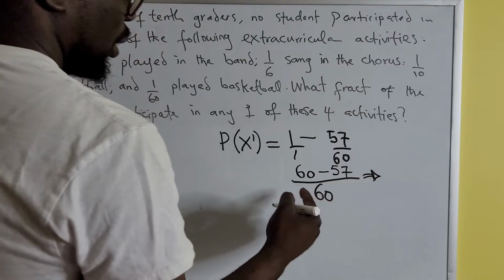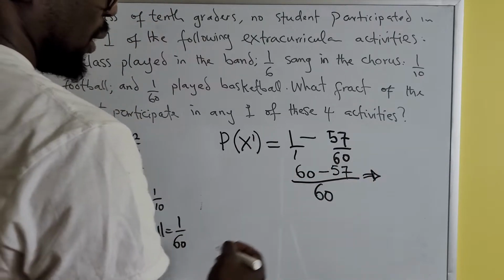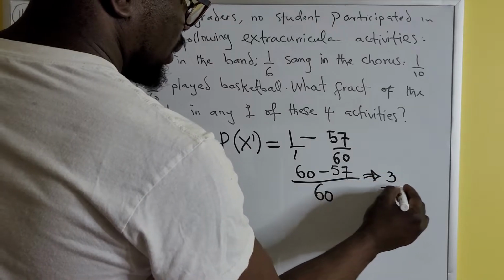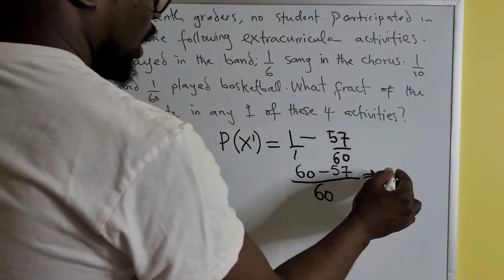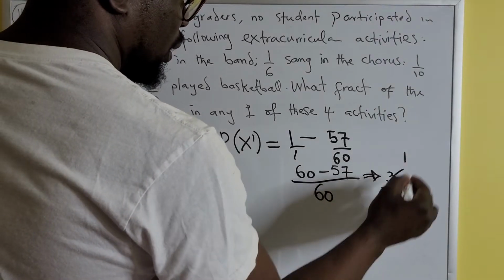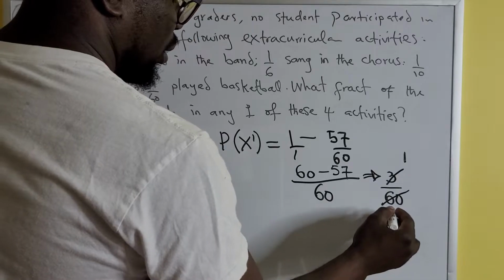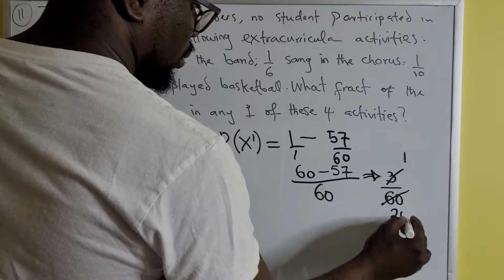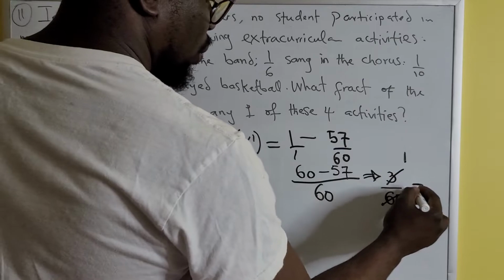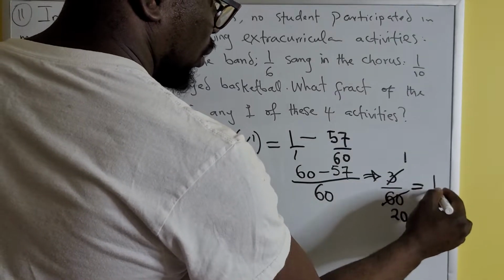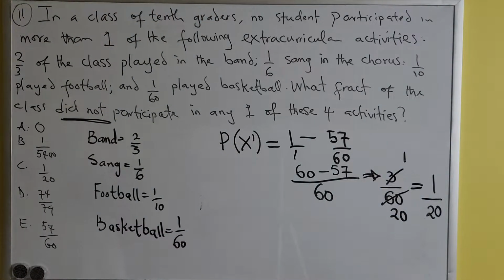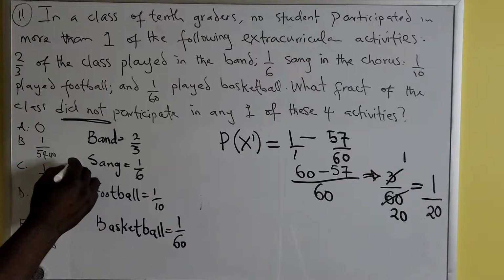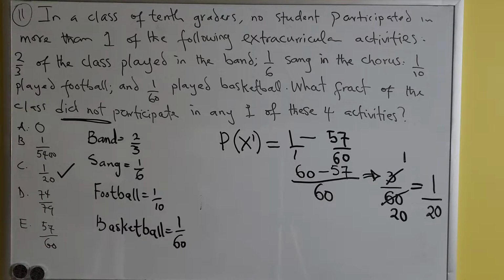So 60 minus 57 is 3. That's 3 divided by 60. And you can further simplify this because 3 divided by 3 is 1, and 3 divided by 60 is 20. So when you simplify this, your answer is 1 divided by 20. And if you look at the options we have, 1 divided by 20 is going to be option C right here. That's our answer, 1 divided by 20.